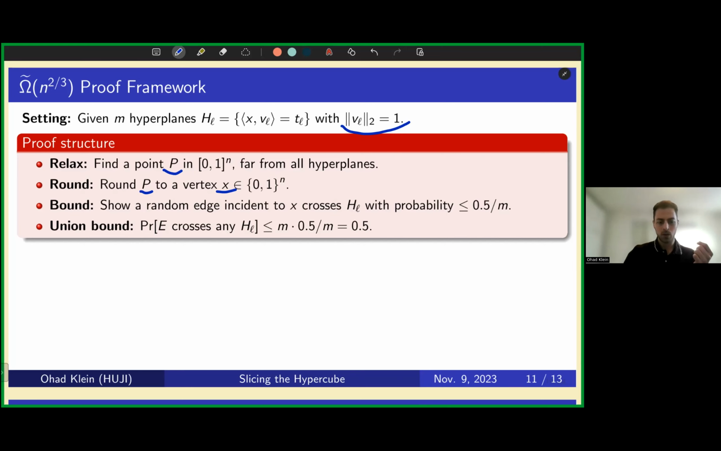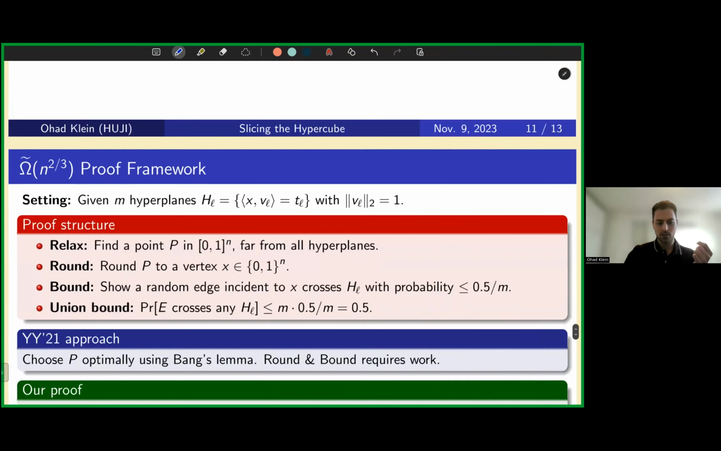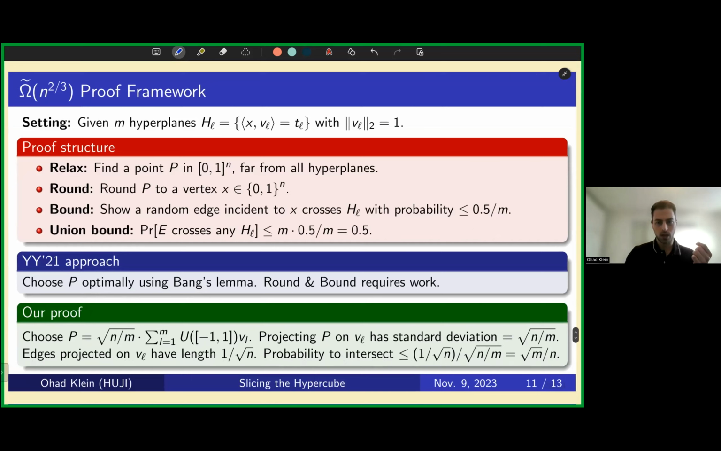This is the framework of our proof, and actually this is also the framework of the previous proof. What they do is to choose P using Bank's lemma, which finds the point which is maximally far from all hyperplanes. However, using this deterministic definition of P will require some sophisticated rounding and bounding methods.